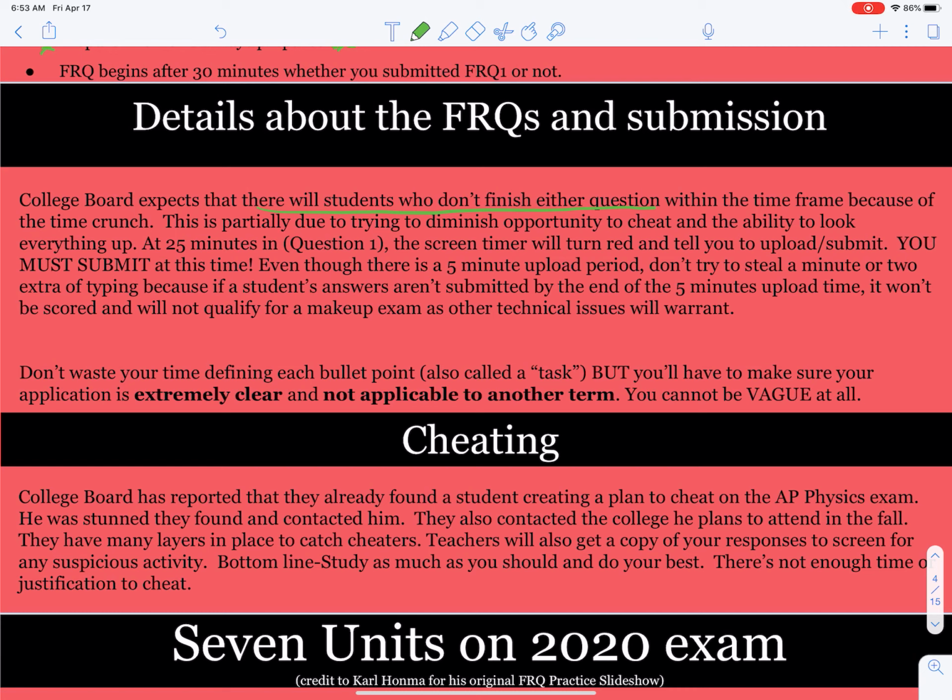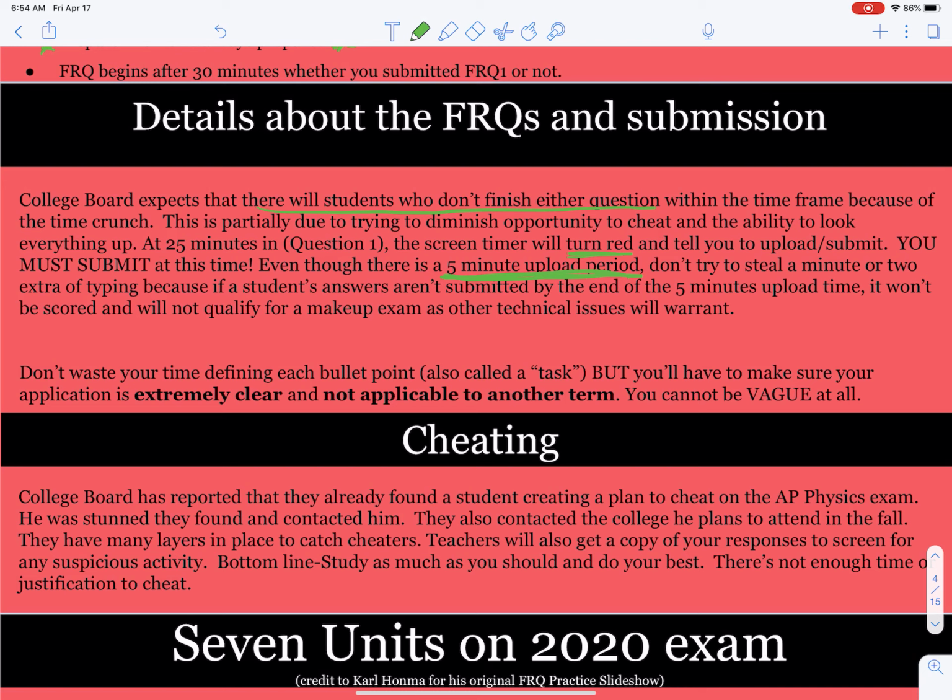They are trying to put these measures in place to help make sure that they can tell that you know what you know. Okay? So, after 25 minutes, the screen timer will turn red and tell you to upload and submit. You're going to be given a 5-minute upload period. This is not a 5-minute period to further your response and try to upload it at the very last second. Do not do that.